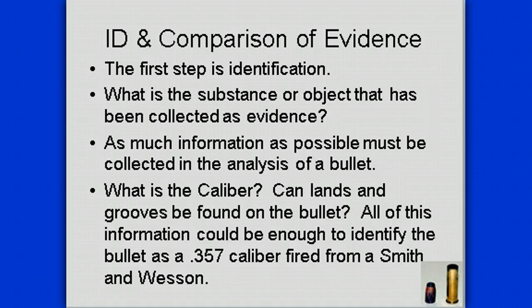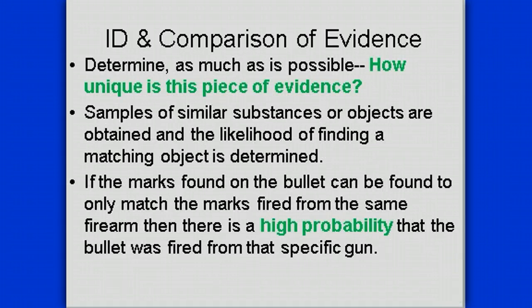Can lands and grooves be found on the bullet? Those are the striations and the markings that are created when the bullet is fired from the pistol. So all of this information could help us to identify that the bullet is a .357 caliber fired from a Smith & Wesson. Then we would be able to take that information and attempt to match it with the firearm that actually committed the crime.